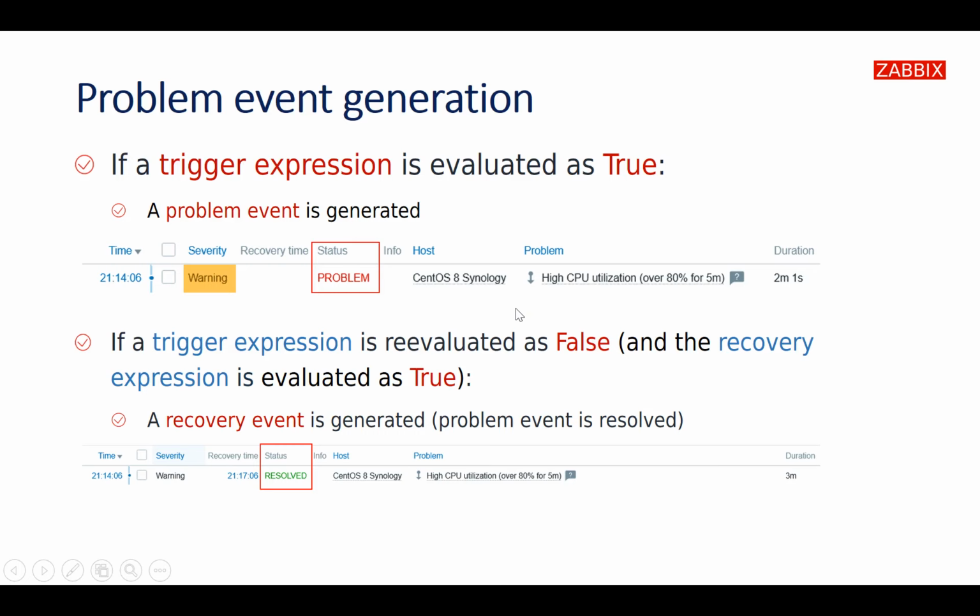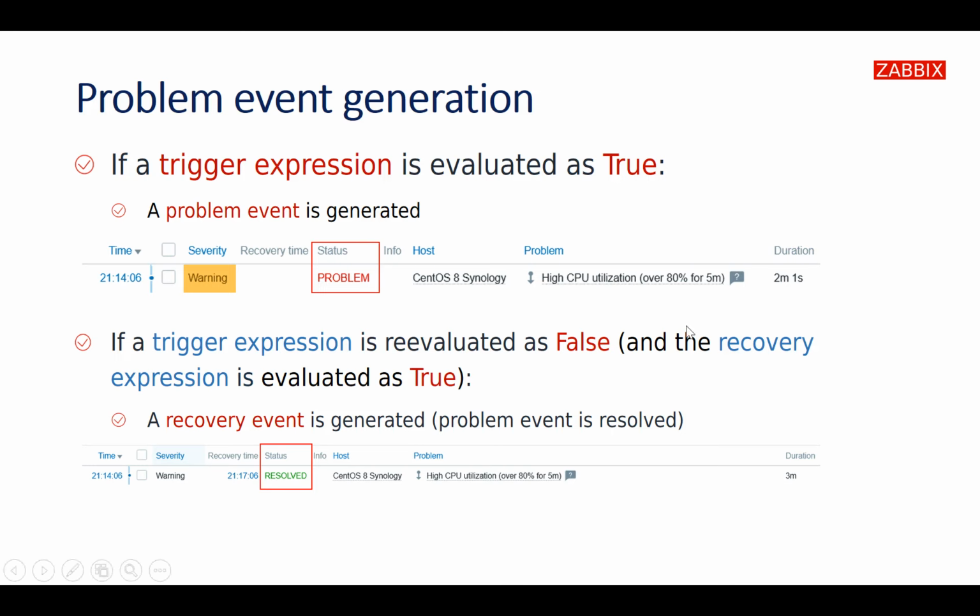So if the minimum value within the last 5 minutes has been greater than 80%, what happens then? If this trigger expression is evaluated as true, a problem event is generated. And then if the trigger expression is re-evaluated as false, and if a special recovery expression is also set and is evaluated as true, then the problem event is recovered. So the problem event is resolved.